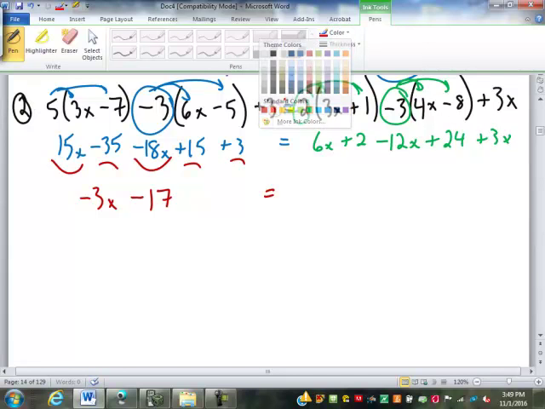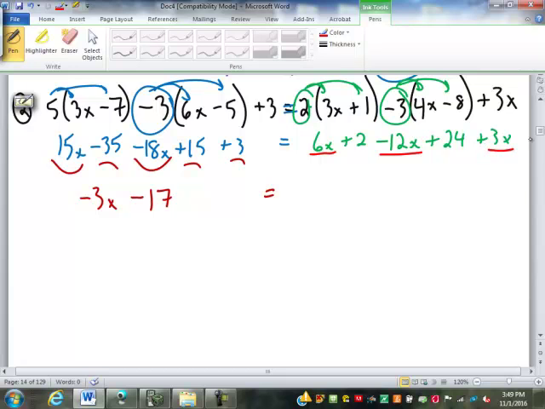So we will combine. What can we combine here? Perfect. 6x, negative 12x, and positive 3x. 6 and negative 12 make negative 6. Plus 3, negative 3x. 2 and 24 make 26.